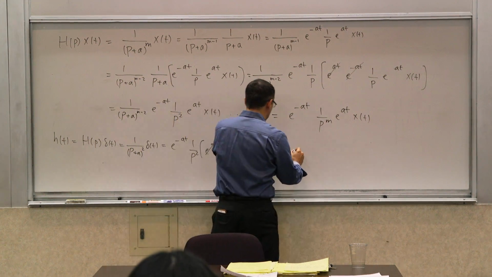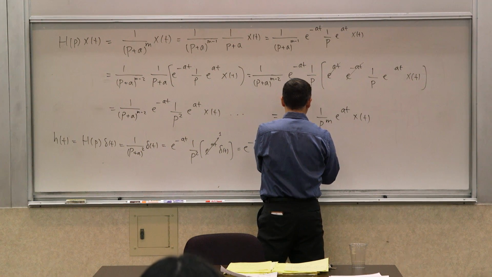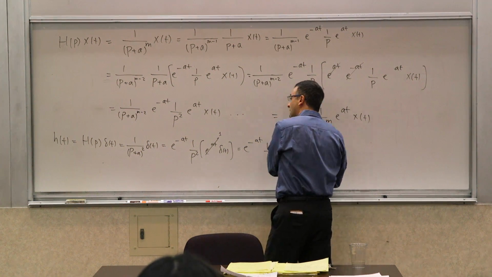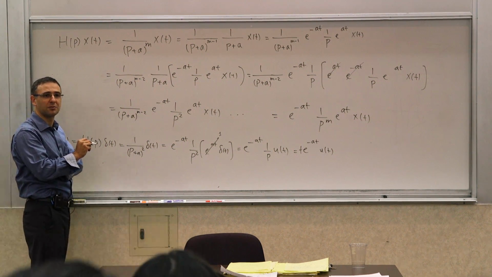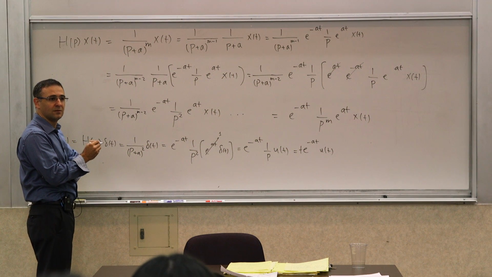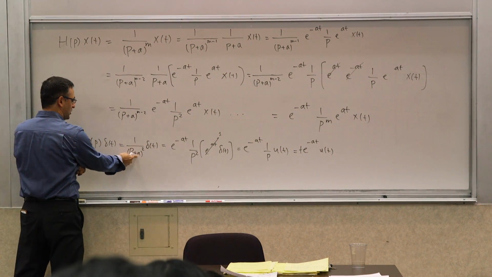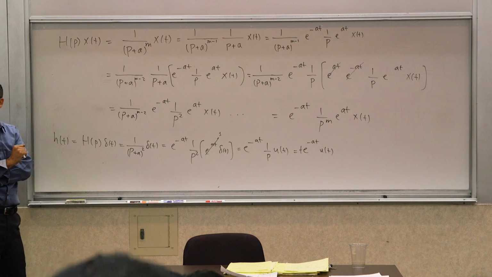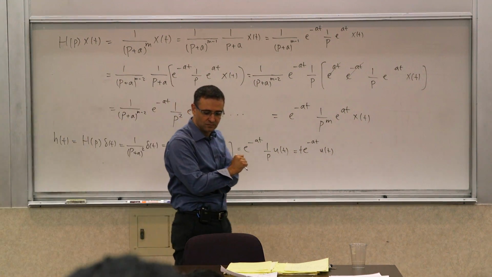And with the second integration, I will get T e to the negative at u of T, which is exactly the response in case 2 when we were applying these in succession. You remember the critically damped system, where A was equal to B, which is shown as P plus A squared. Does that make sense?